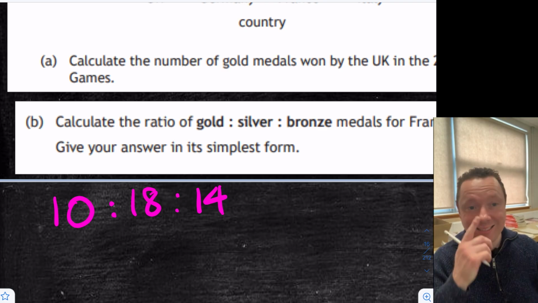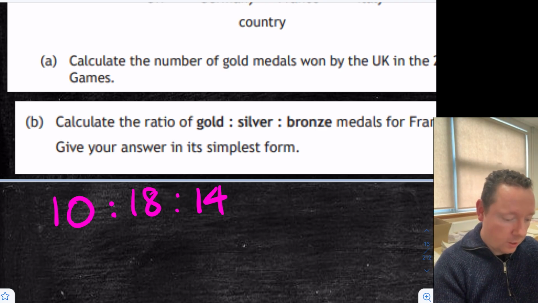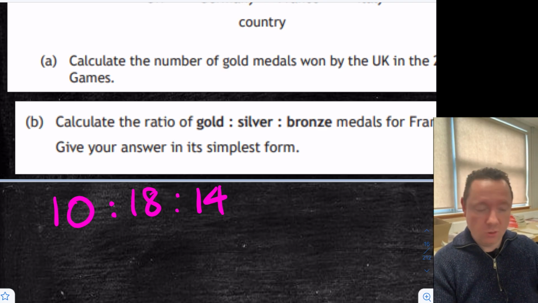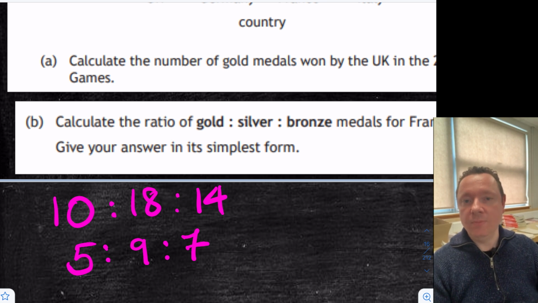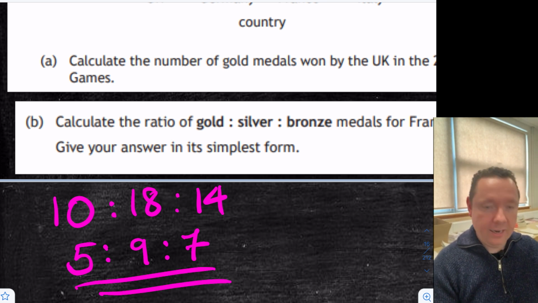So then we need to simplify that. So we need to find a number that goes into all 3 of them. I can see they're all even, so I'll just halve them. So that gives me 5, 9, and 7. And there, I can't simplify that anymore, so I'm done there.